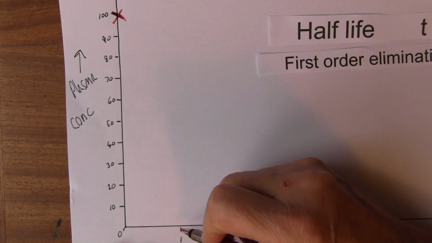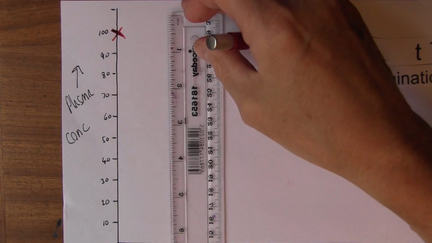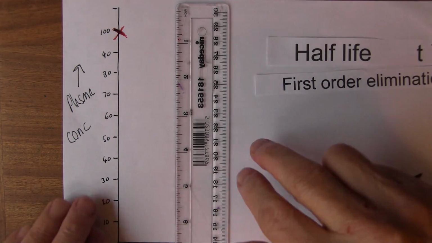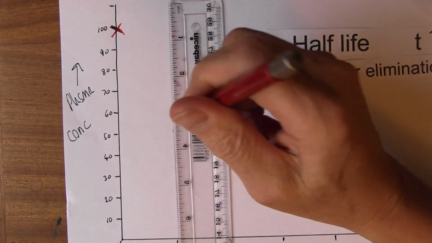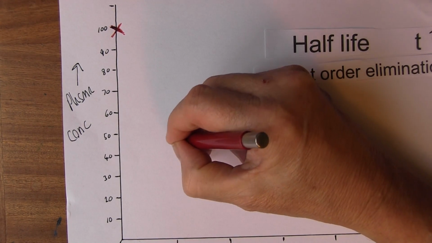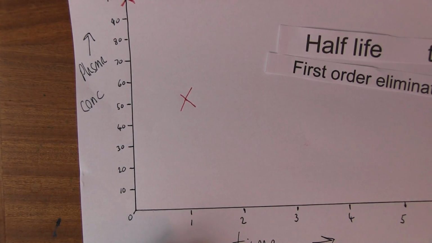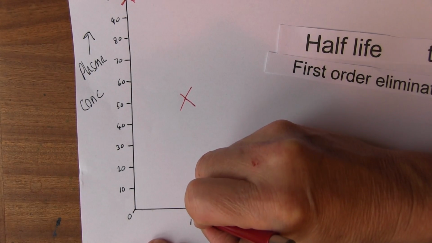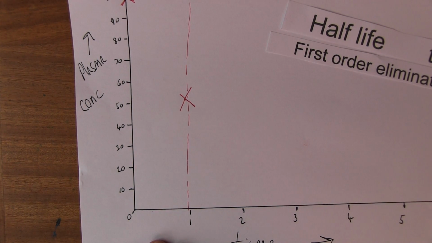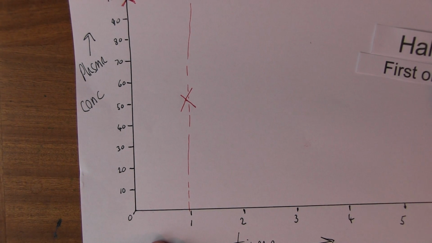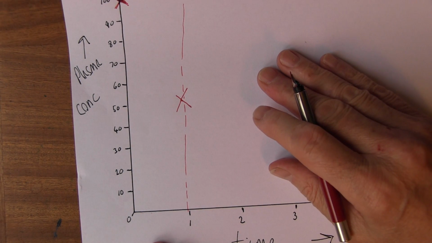So after the first half-life period has elapsed, up and down there, after one half-life time has elapsed, there'll be 50 milligrams of the drug left in the plasma. So one half-life has now elapsed and we have 50 milligrams of drug left after one half-life. Now the half-life is the time taken to eliminate half of the given dose of drug.